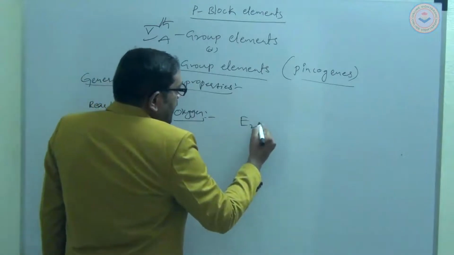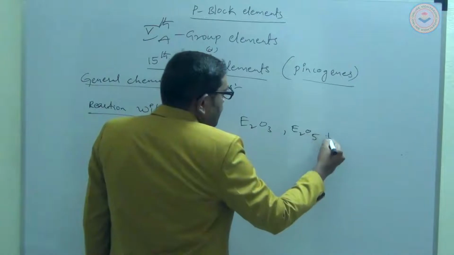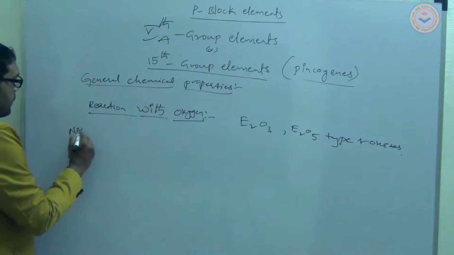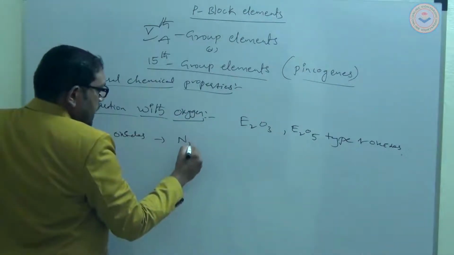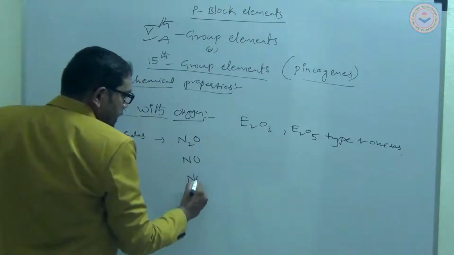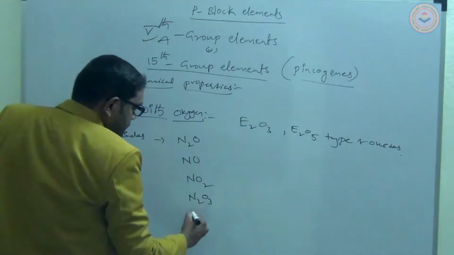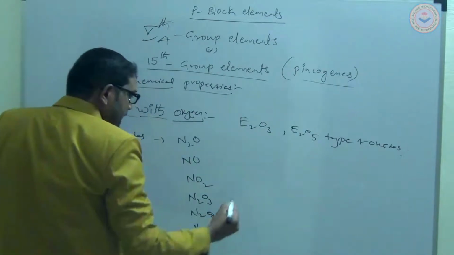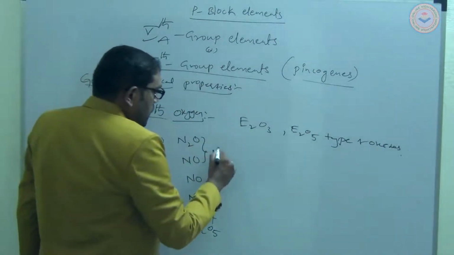The remaining elements form common hydrides, E2O3 type of oxides and E2O5 type of oxides. Nitrogen forms different types of oxides: nitrous oxide, nitrogen monoxide, nitrogen dioxide, nitrogen trioxide, nitrogen tetroxide, and even nitrogen pentoxide. Two of these oxides are neutral oxides.